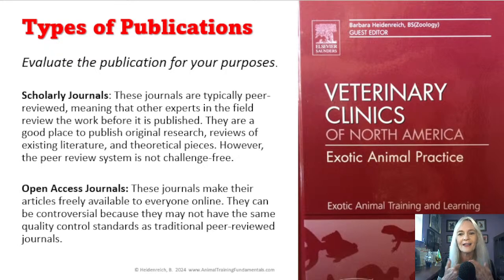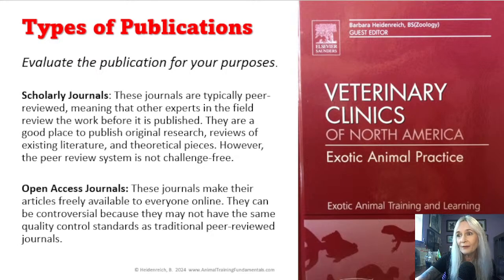All right, open access journals. Like the photo here, this is something that I participated in from Elsevier, and they have a peer review process, but again, it's not perfect, right? We know this. And as we go through this, you'll see that there's more that needs to be evaluated, even if it is published in something we think of as reliable. Open access journals make their articles freely available to everyone online. They can be controversial because they may not have the same quality control standards as a traditional peer-reviewed journal.